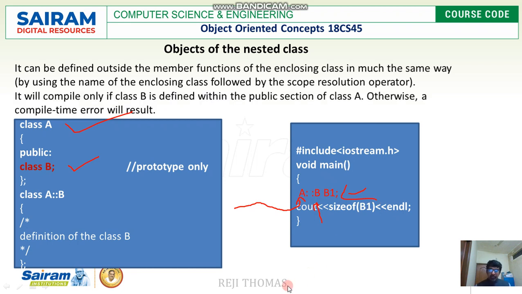But remember, this will compile only if class B is defined in the public section, where class B is defined or where its prototype is, inside the public section or public area, so that this is valid. In case by default it belongs to the private area of class A, it is going to give an error.